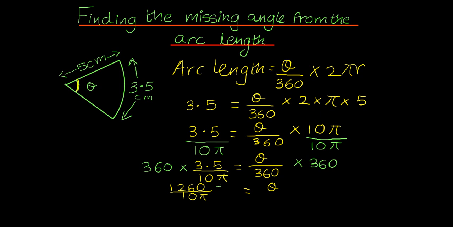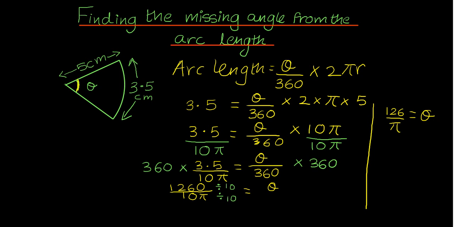So divide both sides by 10, divide that by 10, and divide that by 10. Since I've run out of space in the middle, I'm just going to draw this line here and continue on the right hand side. So my value for theta in terms of pi would be 126 over pi.